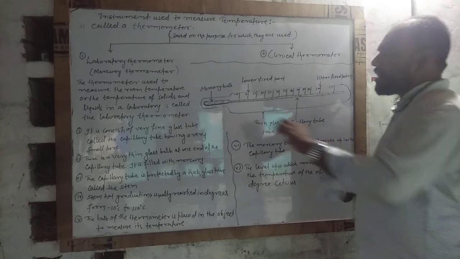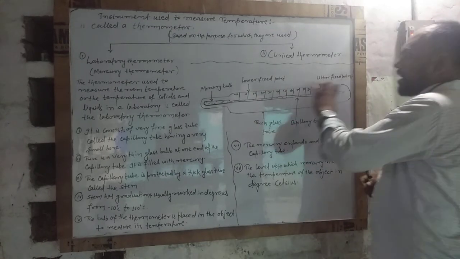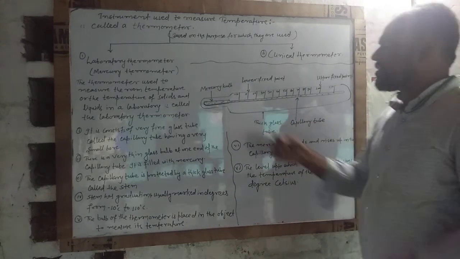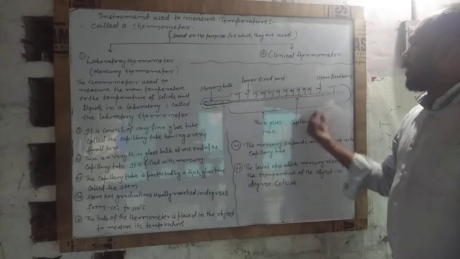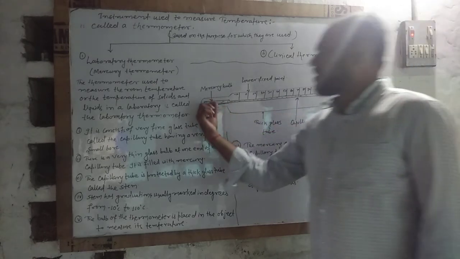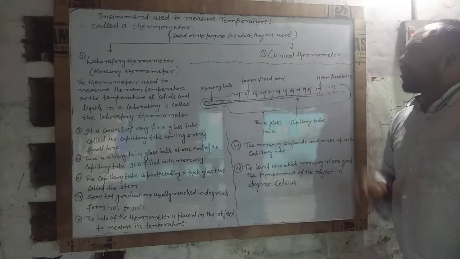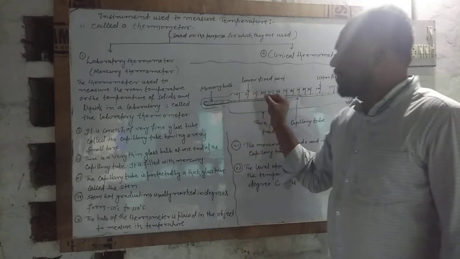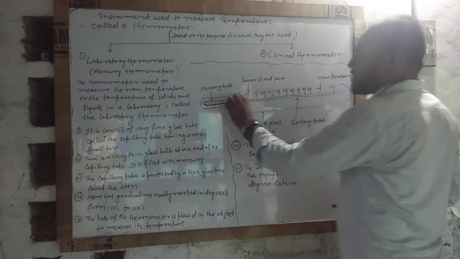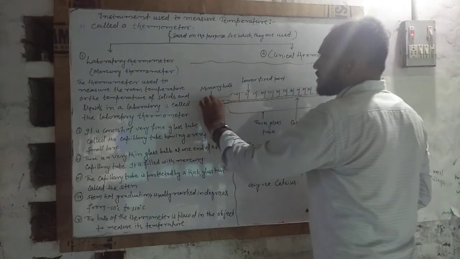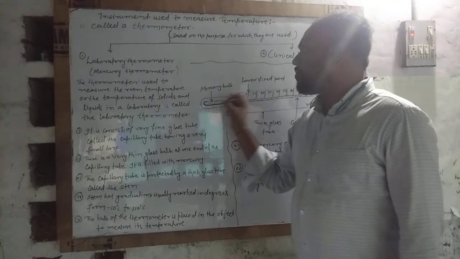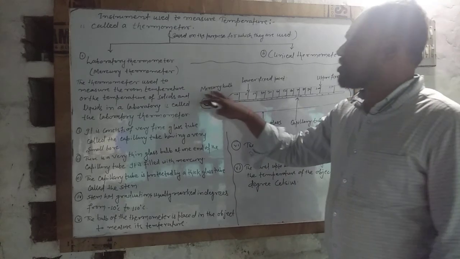There is an outer glass tube, a thick glass tube on the outer side, and there is a thin capillary tube inside it. In this thin capillary tube mercury is filled. This thin capillary tube is thicker at one end, where the mercury is kept, and that is called the mercury bulb.